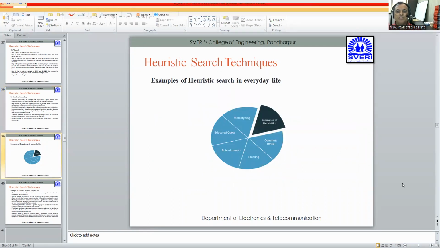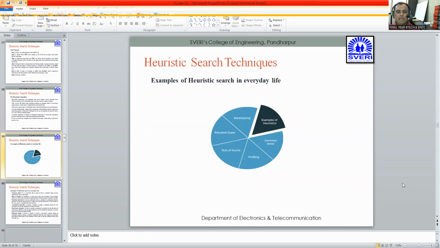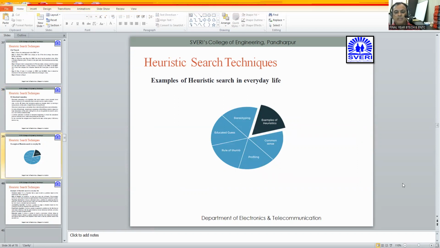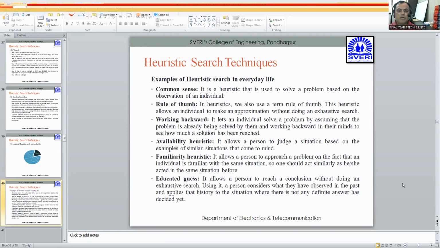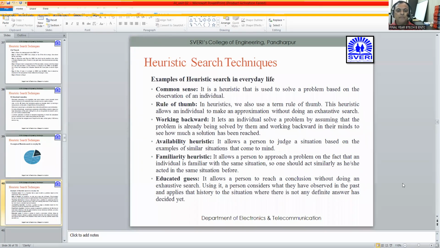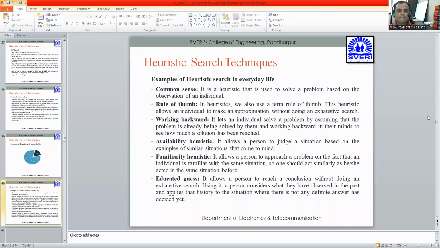These are some of the heuristic search applications or examples in everyday life. One is common sense. The second one is rule of thumb. Third is working backward. Availability of heuristic. Familiarity of heuristic. Educated guess.